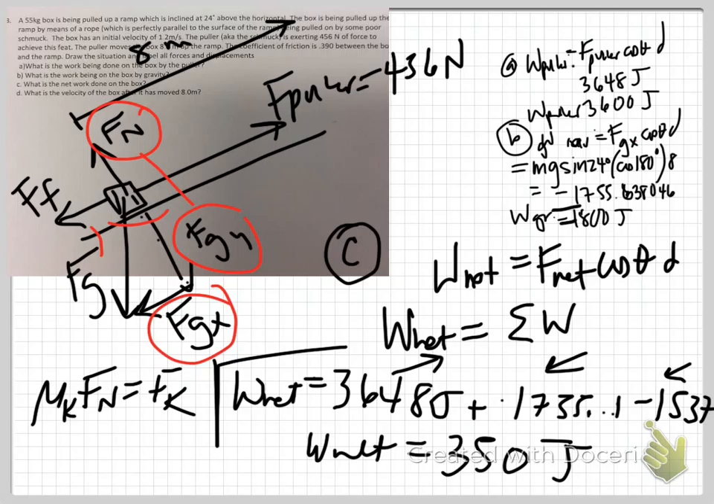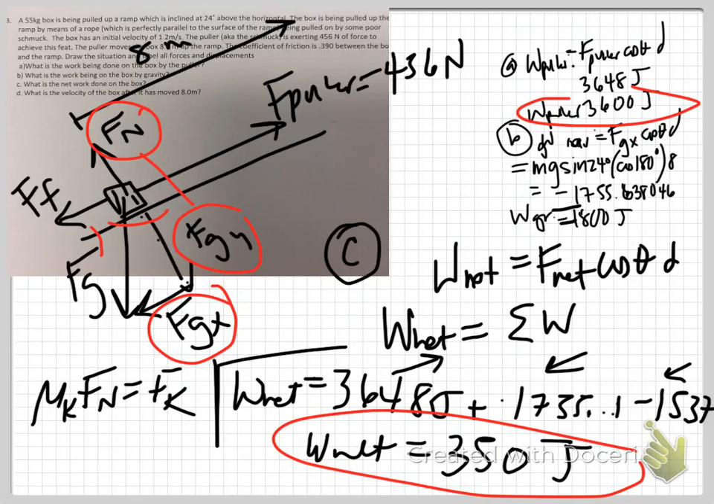I would just like to say, if you've ever pulled an object up a ramp or across something, I want you to look at this and think about, this is the net work. So the puller is putting in 3,600 joules worth of work. And what they're getting out, when you factor out all of the other stuff, is 350 joules of work. That's really insulting. You're getting about 1/10 of your effort back in actual work done. And we could talk about efficiency all day long.